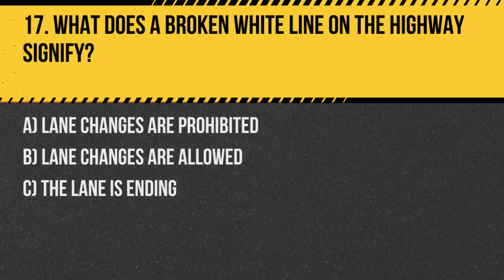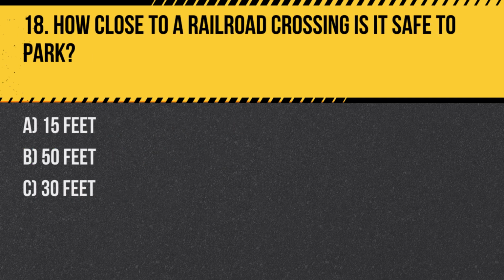Answer. B. Lane changes are allowed. A broken white line on the highway indicates that you are permitted to change lanes when it is safe to do so. Question 18. How close to a railroad crossing is it safe to park?